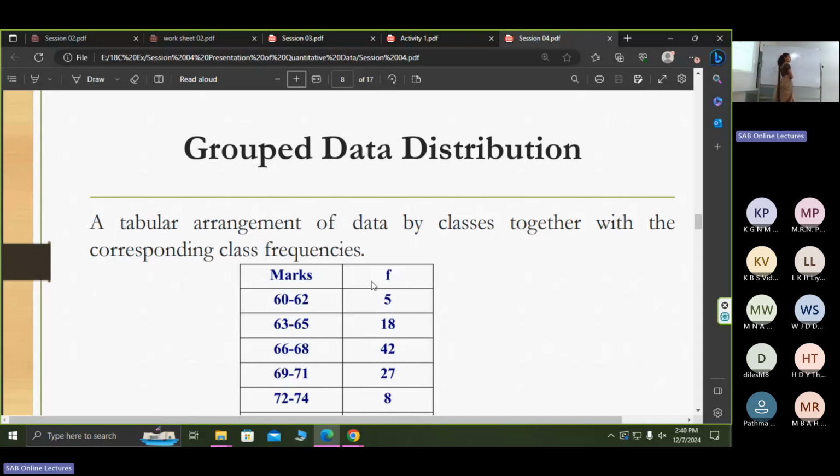Okay, the first one is 60 to 62. Normally the class mark is the middle point of the class interval. For the first class interval, what is the middle point? 61. So 61 is the class mark of the first. When calculating the summary measures, we assume the 5 students got approximately 61 marks. It is an assumption for our calculation. Understood? It's clear? Class mark is the middle point of the class. The other thing: when we calculate the summary measures, we need the class size, otherwise called width.